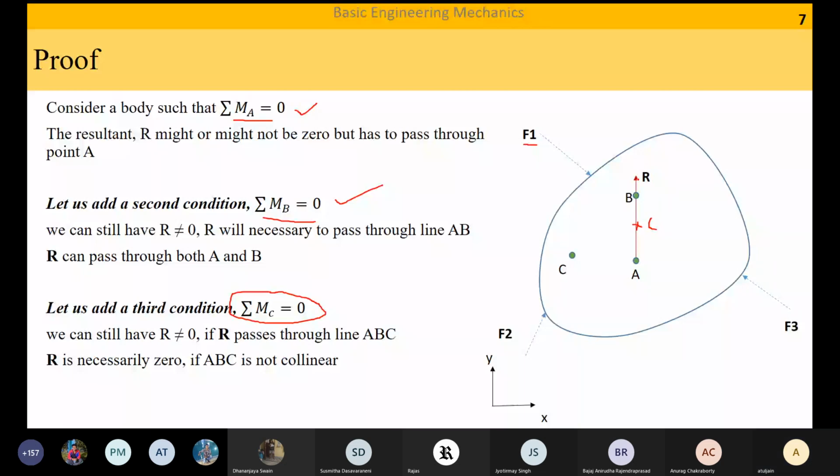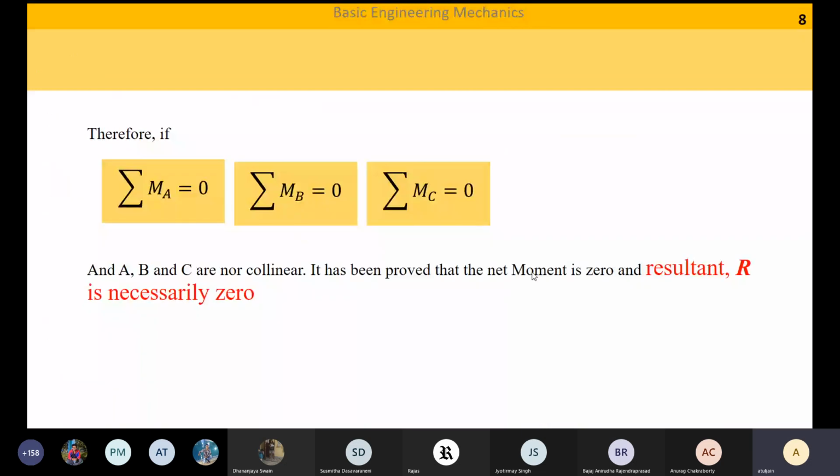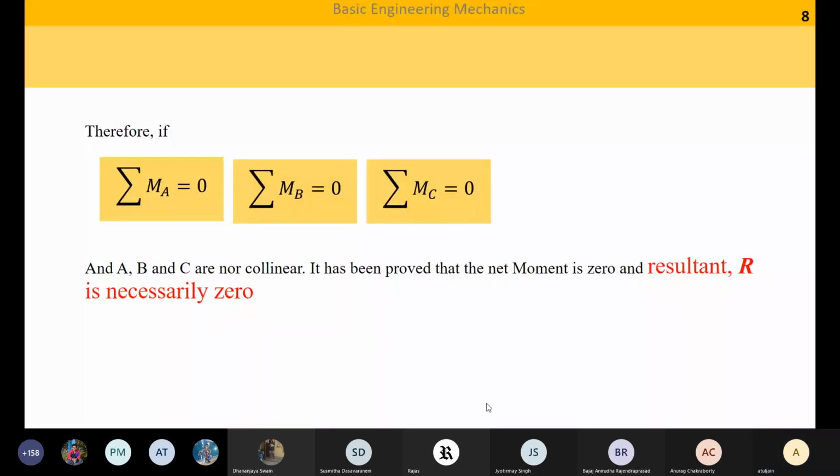However, if AB and BC are not collinear, then what can we say? Then the resultant R has to be zero, because it cannot simultaneously pass through line BC and AB. A resultant force can have only one direction. The only condition that we have now is R has to be zero. So if net moment is zero and these three and the resultant R is zero, my body is in equilibrium.